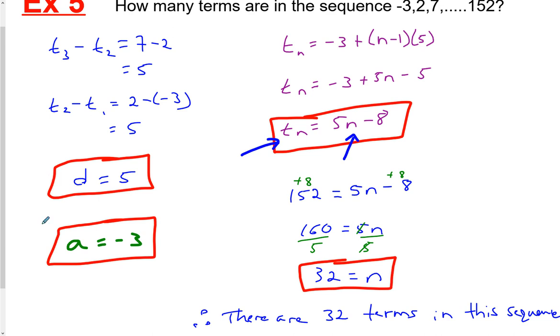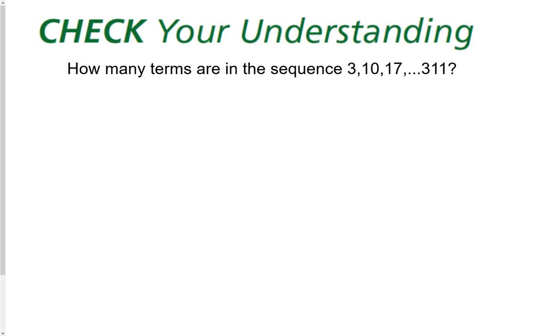Okay, now I'm going to want you to try the exact same thing with a different set of numbers. So here you go. I'm going to ask you to pause the video here. And I'm going to ask you to figure out, if we have a sequence that starts with 3, goes 10, 17, and then goes all the way up to 311 and stops, how many terms are in this sequence? Go for it. Pause your video now.